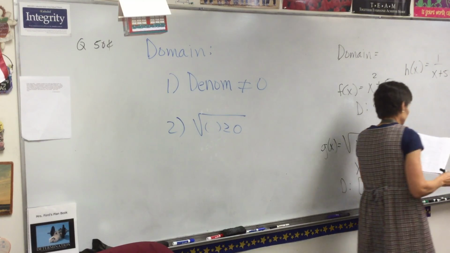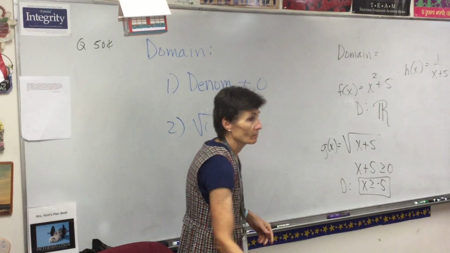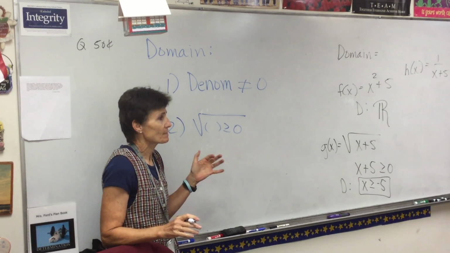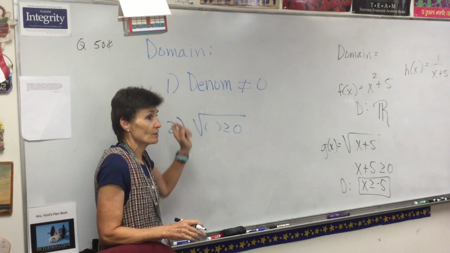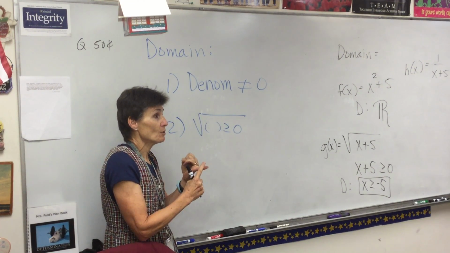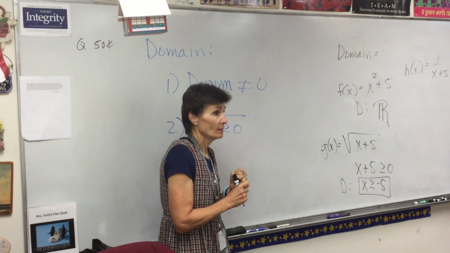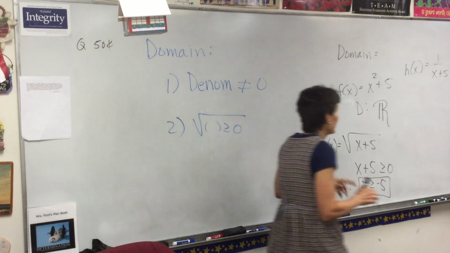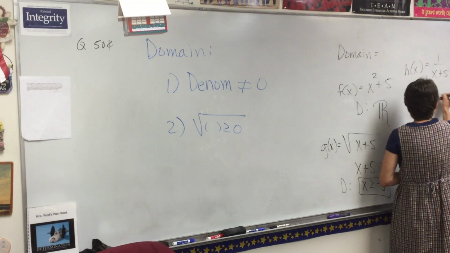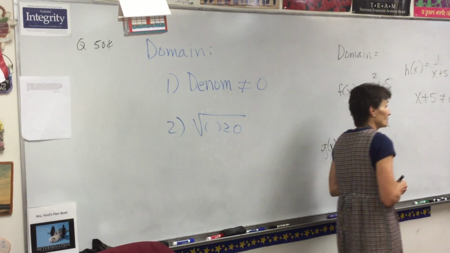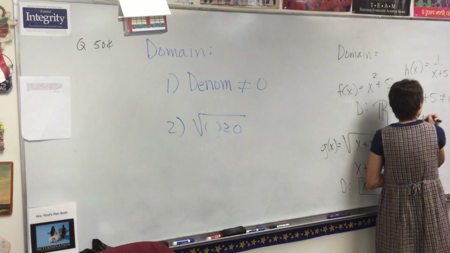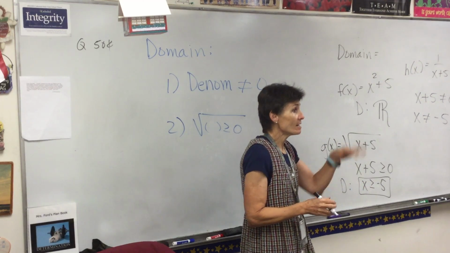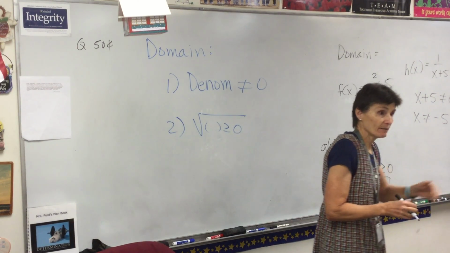All right, here's C. The question is domain. What is the domain? And every time someone asks me a domain question, these two things pop into my head. So the first thing I do is ask myself, do I have a denominator? I do. And what do I know about denominators? They cannot be 0. So x plus 5 cannot be 0, which means x cannot be -5. So what is my domain? Everything except -5.